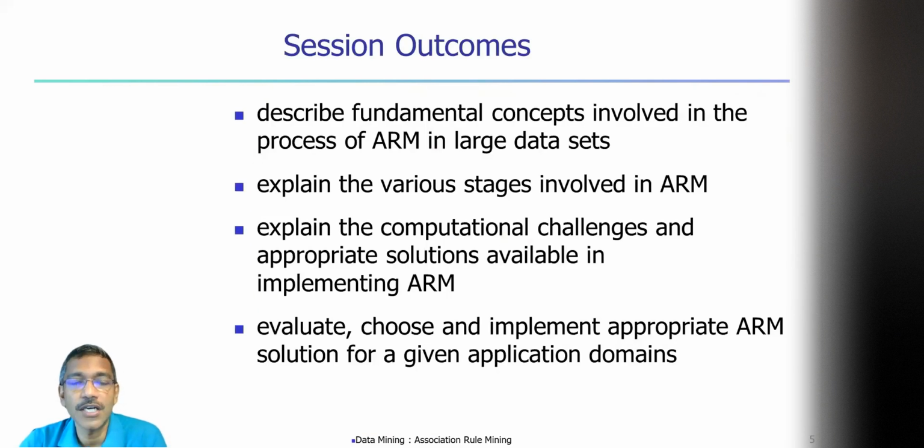Yeah, so for this session, at the end of this session, you should be able to describe the fundamental concepts of association rule mining, especially when it comes to large data sets. We're talking about large data sets and how we extract these association rules. And then, how do we do it? There are multiple algorithms to do it, and there are multiple stages in this process, right?